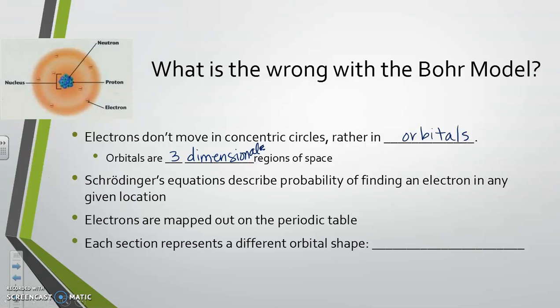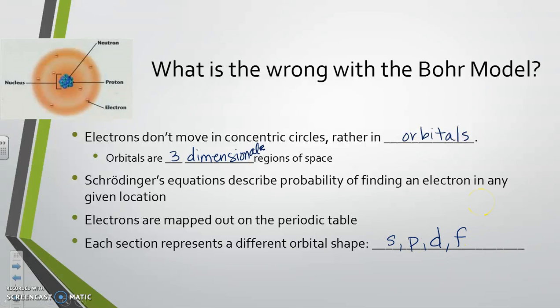So all we need to know is that we can use the periodic table to determine the electron location. The electrons are mapped out on the periodic table, and each section of the periodic table represents a different orbital shape. You can have the S's, the P's, the D's, and the F's.